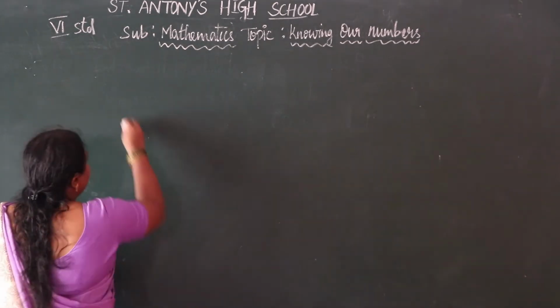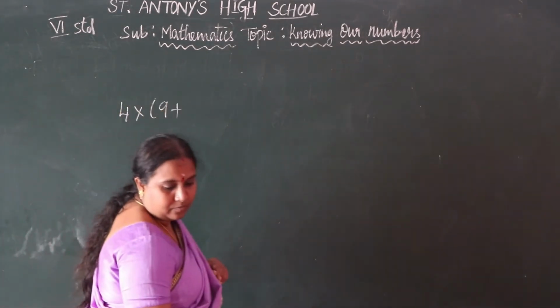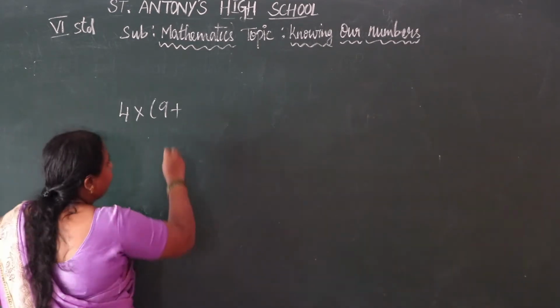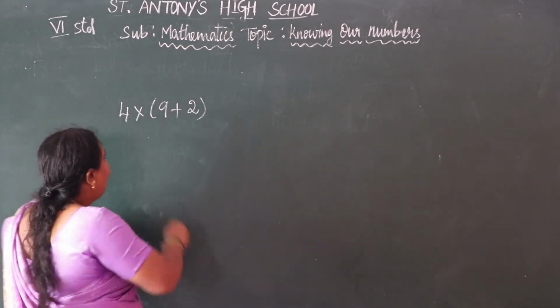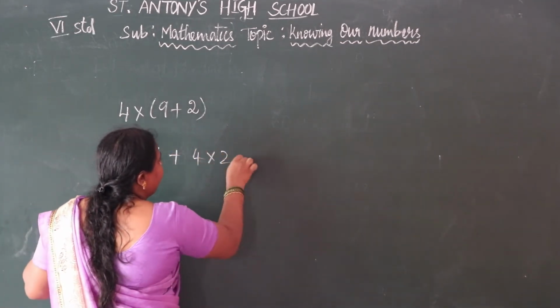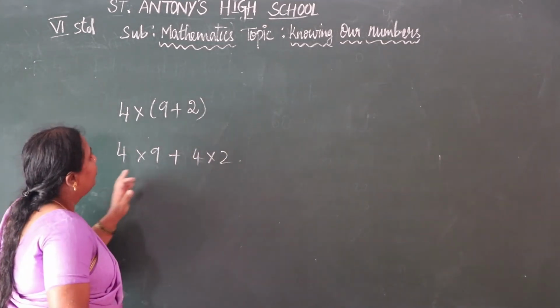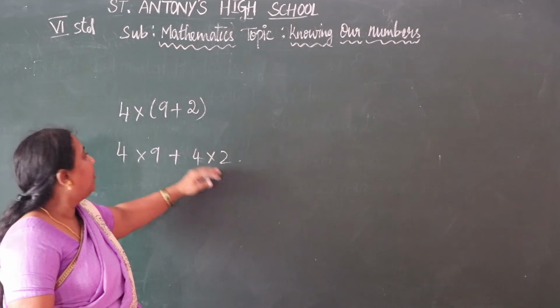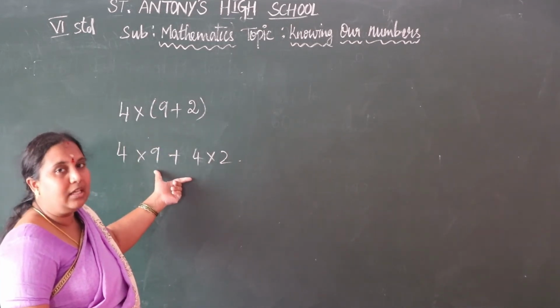4 into 9 plus 2. Okay, so this sum is given as 4 into 9 plus 4 into 2. Sorry, 4 into 9 plus 4 into 2. It is correct. This sum is given to us, and we are using brackets.